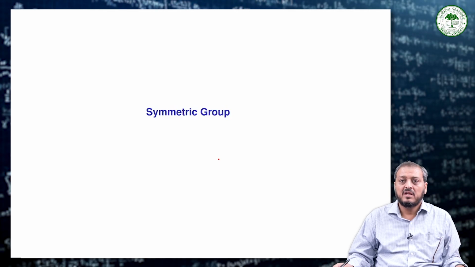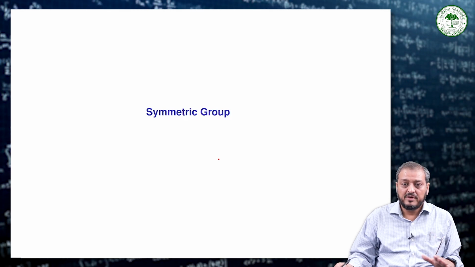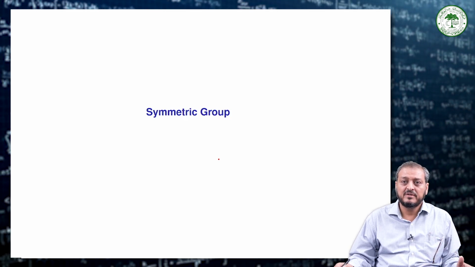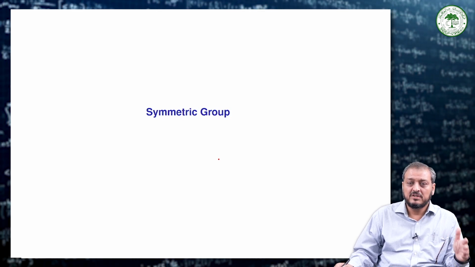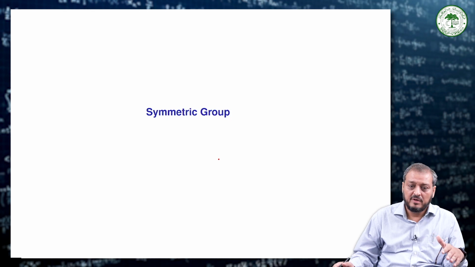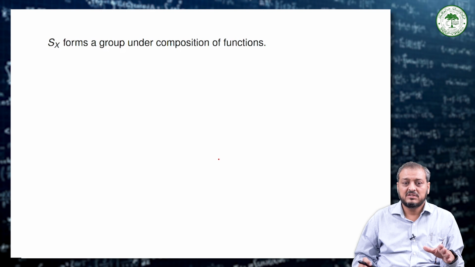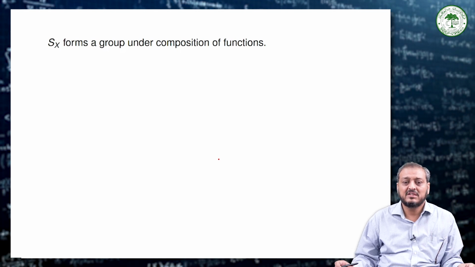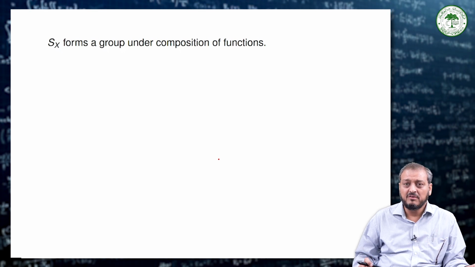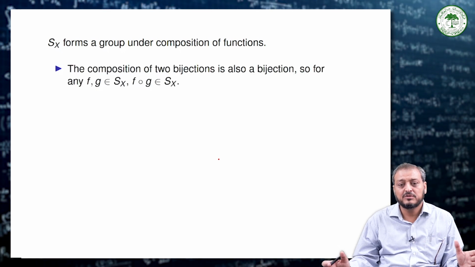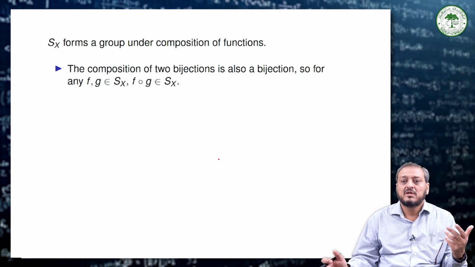Dear students, in the last class we discussed permutations and defined the composition of functions. The permutations form a group Sx. In the last lecture we said that Sx forms a group under the composition of functions. We have to show that the composition of two bijections is also a bijection.